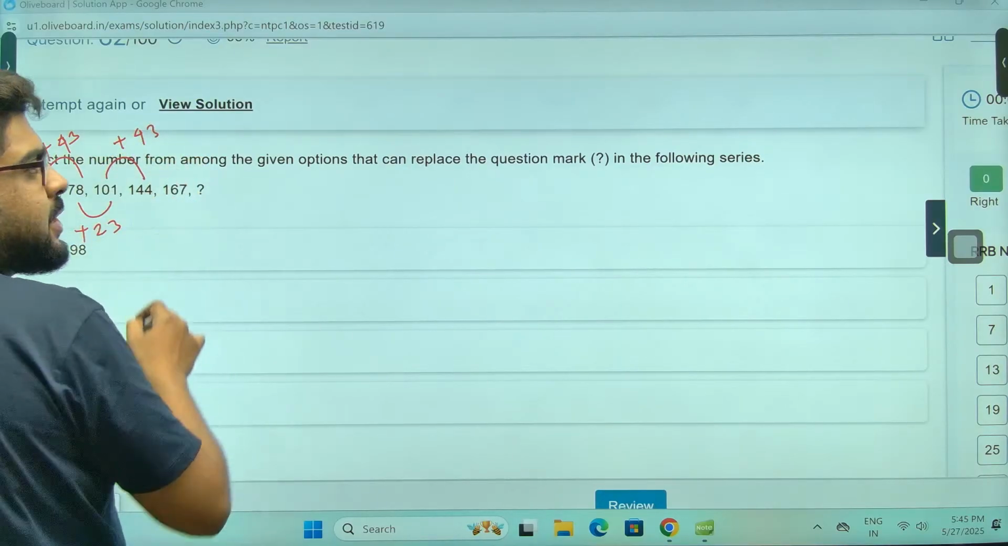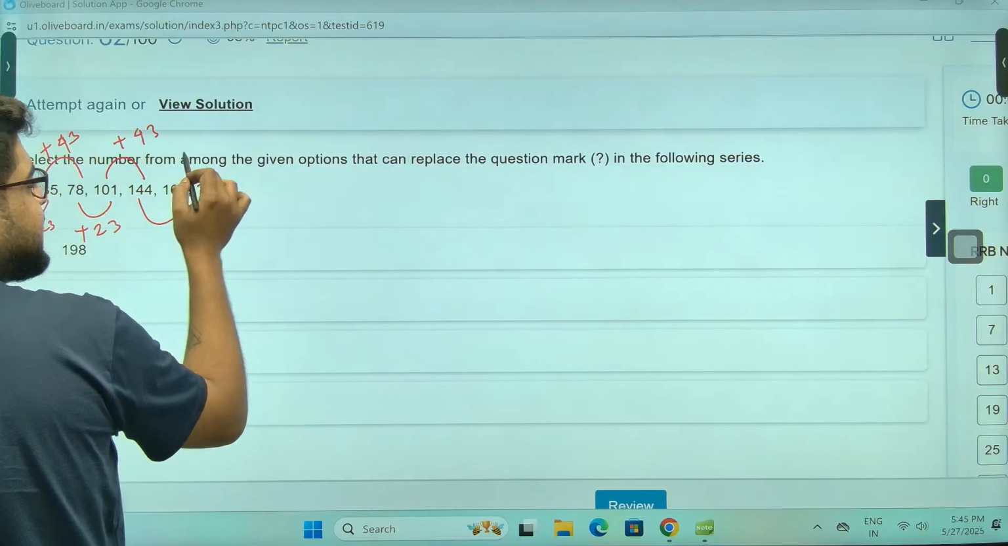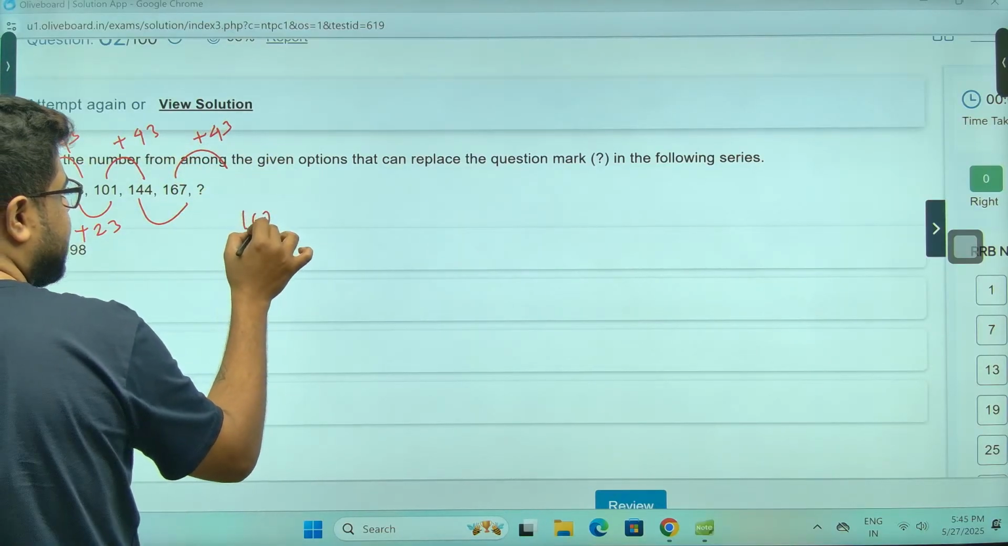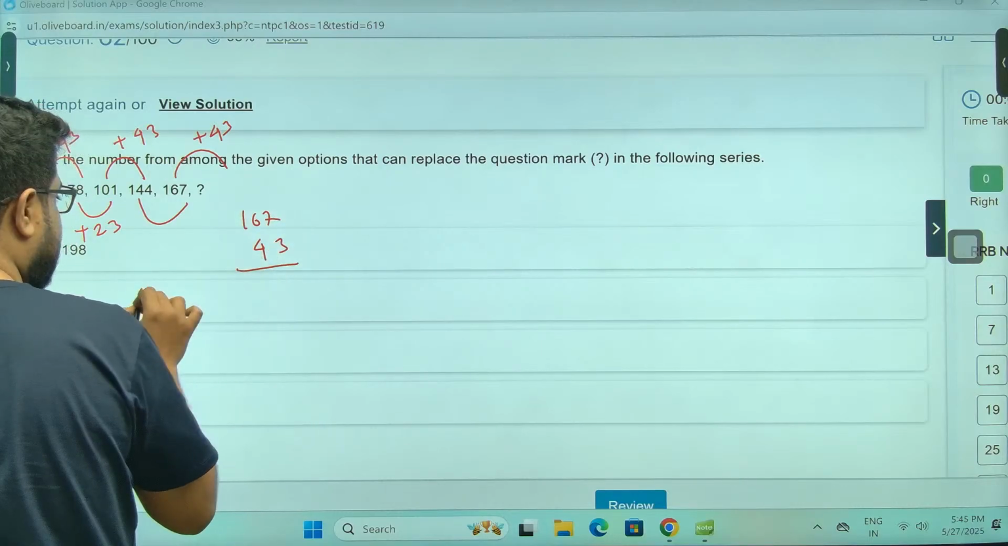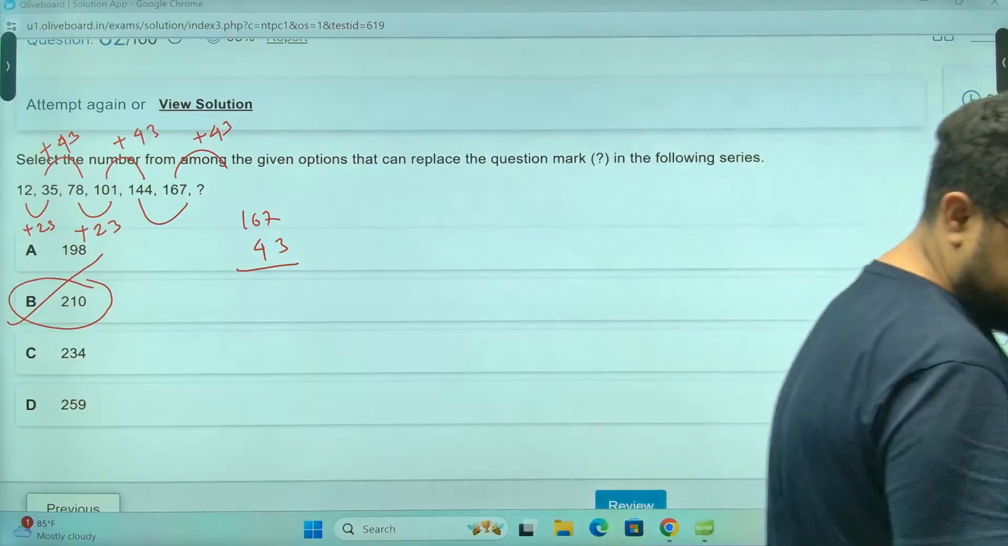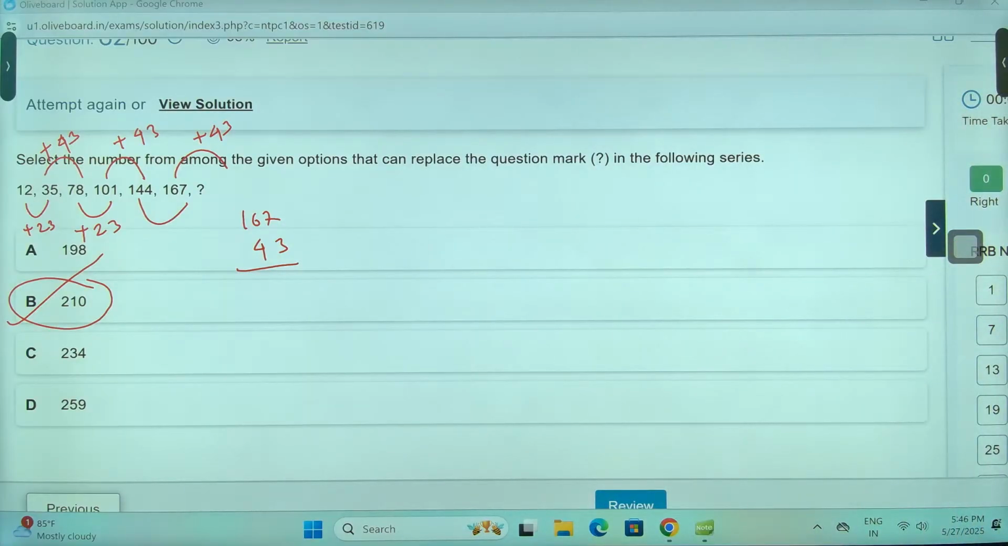Addition based series, it's very clear cut, right? 35 to 78 is plus 43. This is again plus 23, then again plus 43. Again this will be plus 23, no need to calculate, this will be plus 40. So your answer will be 167 plus 43, ending in 0. That is the answer.